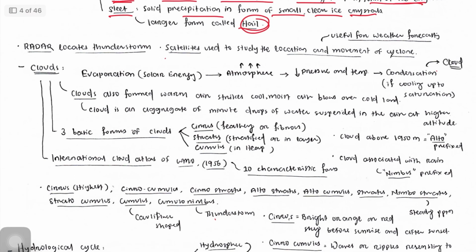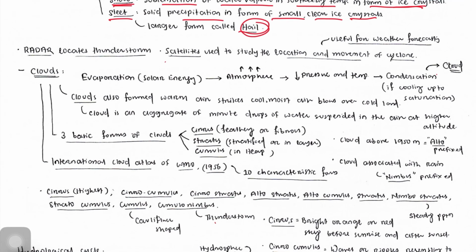Now, how do we identify or judge whether rain is coming, or whether a thunderstorm will be there or not? So we mostly use radar. Radar is used for locating thunderstorms. And satellites are also used to study the location and movement of cyclones. If we use the movement of cyclones, that is very useful for forecasting cyclones, so that we can take precautionary measures.